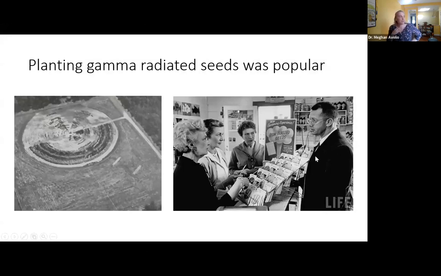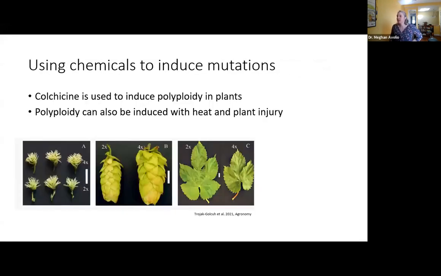Now, I read about all this in a book called Evolution Made to Order, which is a fantastic book. And reading about people buying atomic radiated seeds and planting them in their gardens truly made me horrified. I'm glad I didn't live in the 1950s. But this was very popular then, and this is trying to get point mutation variations.